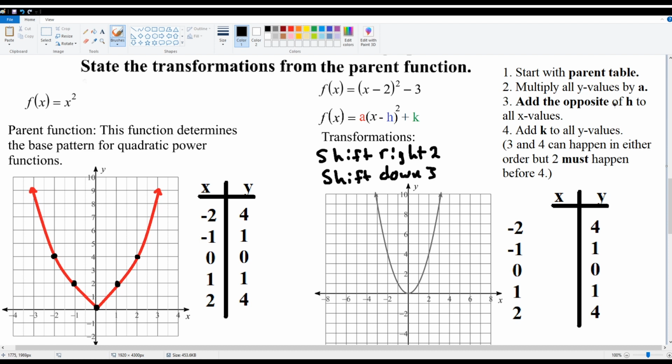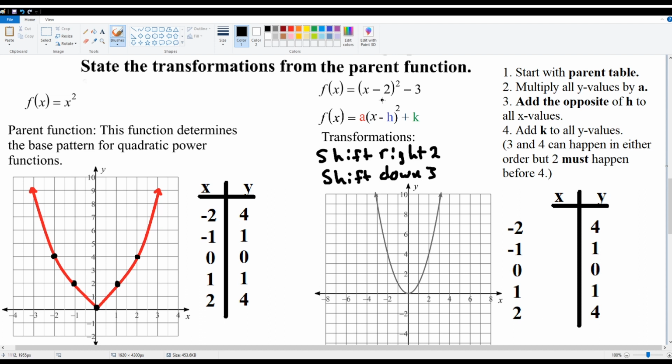Next, we want to add the opposite of h to all x values. So what do I mean by the opposite of h here? Well, you might have noticed in the transformations that I mentioned that the graph would be shifted to the right 2, which we normally think of as moving in the positive direction. This seems strange because in the problem here we actually have a -2 sitting here, which might make you think we're moving to the left or subtracting from our x values.